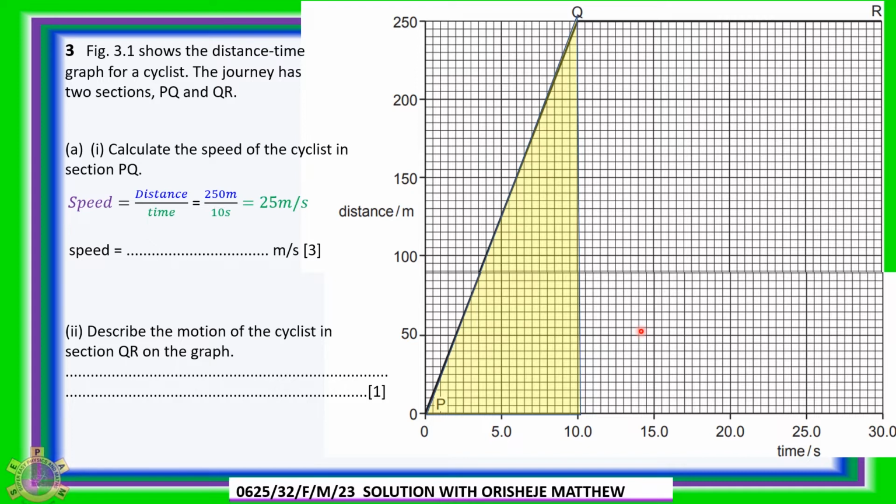Describe the motion of the cyclist in section QR. The cyclist is not moving from 10 seconds to 30 seconds; the distance remained at 250. That is to show that it was stationary, it was not moving. The cyclist is at rest. The cyclist stopped moving.